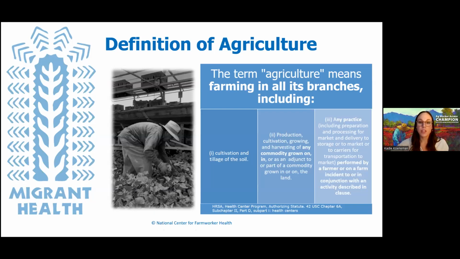So with the Consolidation Act, definitions were created for health center programs to define agriculture and also the three classifications of agricultural workers. So the term agriculture means farming in all of its branches. It involves everything from prepping the soil to seeding, planting, growing, picking, packing, to transporting. It includes crop production, animal production, and aquaculture support activities.